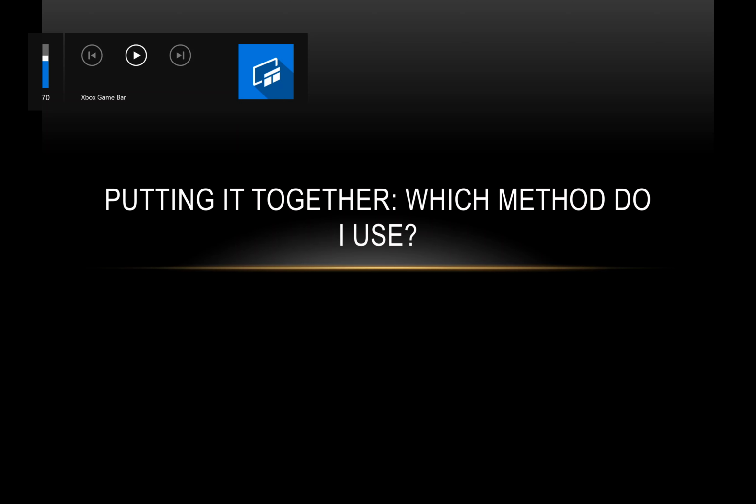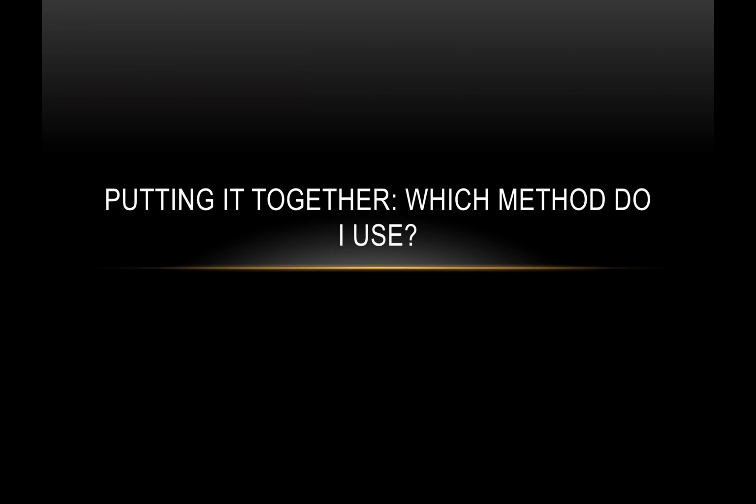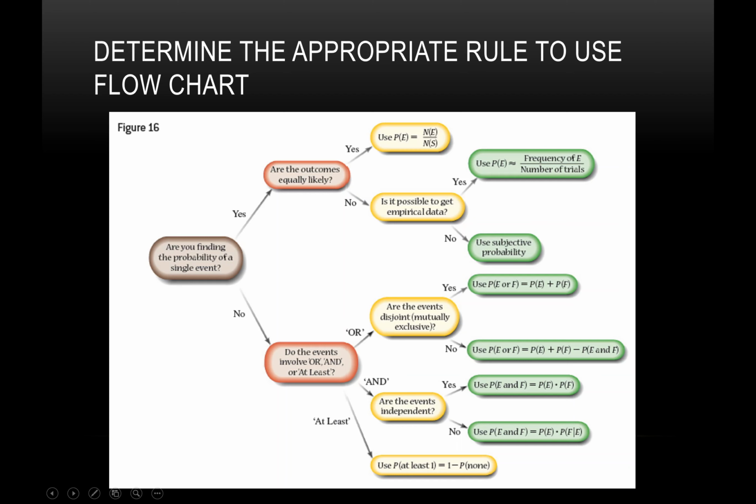Okay, so now that we've learned so many different methods, we can now look at which method should I use. Obviously it matters. So here's a little flow chart that can help you decide. It says, are you finding the probability of a single event? If the answer is yes, you move that way. If the answer is no, you move down. If it's yes, you move up. If it's down, you move to the bottom.